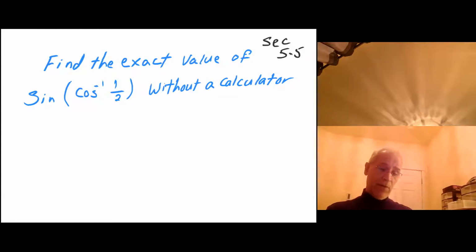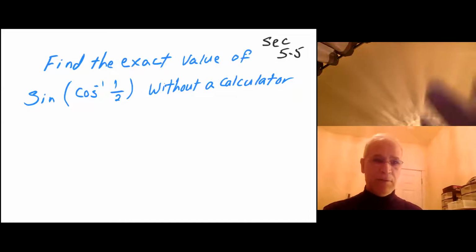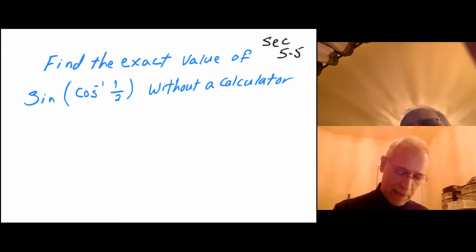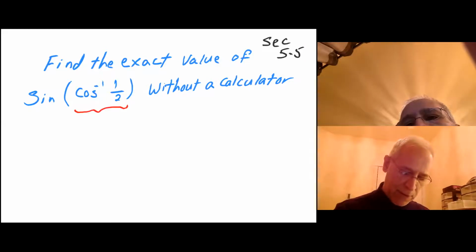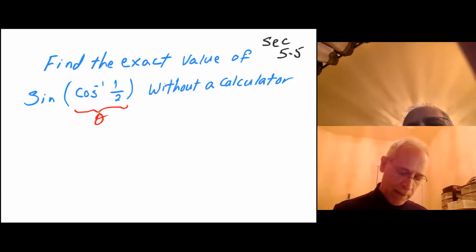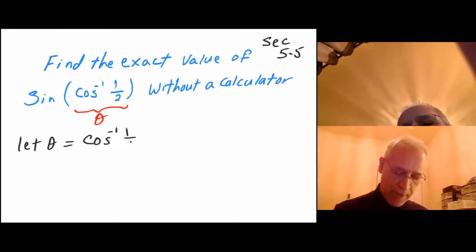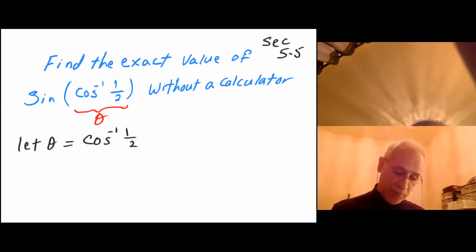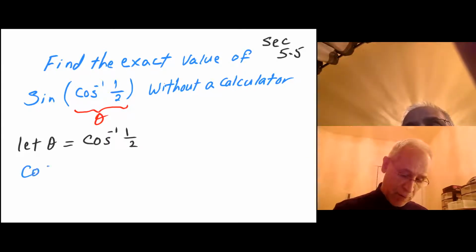Find the exact value of sine of cosine inverse of 1/2 without a calculator. Notice that this entire thing here is my theta. So I'm going to say let theta equal cosine inverse of 1/2. Now, if I take cosine of both sides, then I have cosine of theta equals 1/2.